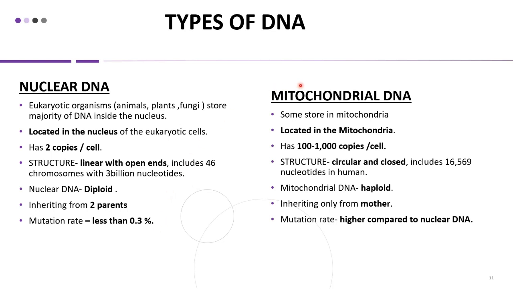The second type of DNA is the mitochondrial DNA. As the name indicates, it is stored inside the mitochondria. It has 100 to 1000 copies per cell. The structure of mitochondrial DNA is circular and closed. It includes 16,569 nucleotides in the human cell. The mitochondrial DNA is haploid in nature. It is inherited only from the mother. The mutation rate of the mitochondrial DNA is higher compared to the nuclear DNA.